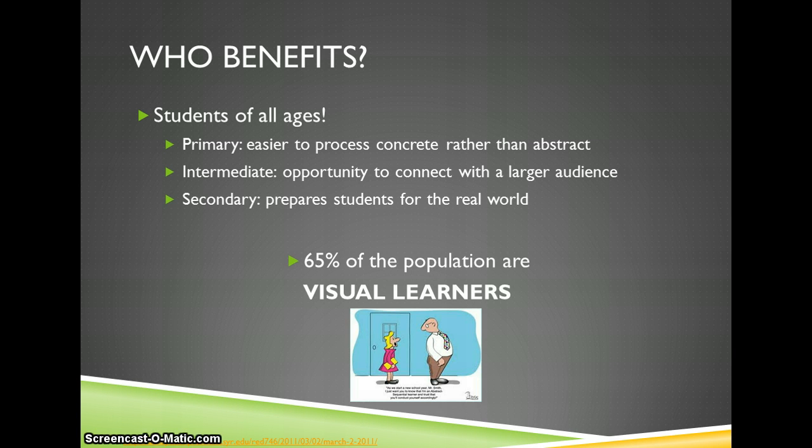For primary students, it's easier for them to process concrete images rather than abstract thoughts first. For intermediate students, it gives them an opportunity to connect with a larger audience. And for secondary students especially, it really prepares them for the real world, for how to think through what they're looking at and how to critically analyze something. And also, just in general, 65% of the population are visual learners, so this can definitely benefit everyone in the classroom regardless of age or ability level.